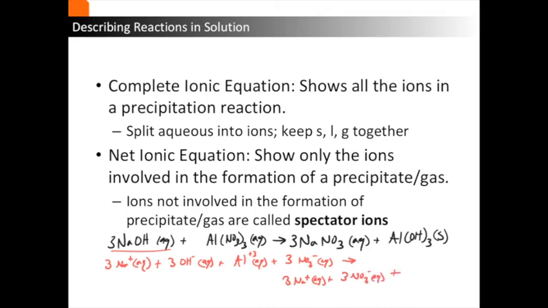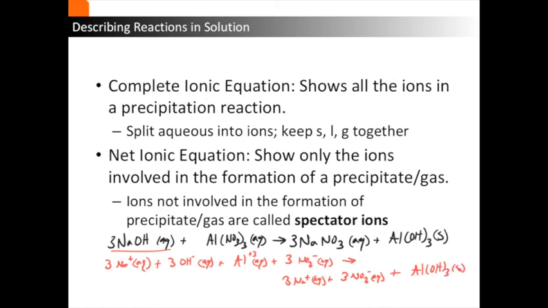And then the last thing I have is the aluminum hydroxide. I don't want to split this up into ions, because it says up here to split only the aqueous into ions and keep your solids, liquids, and gases together. So I'm going to just write Al(OH)3 as a solid without splitting it up into ions.